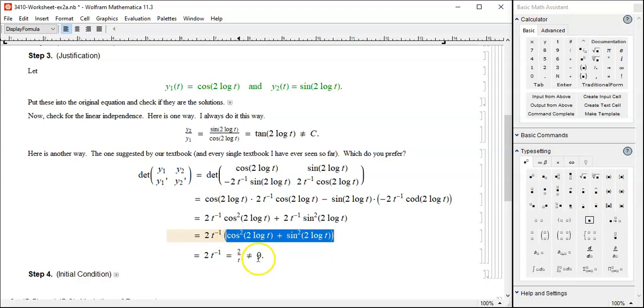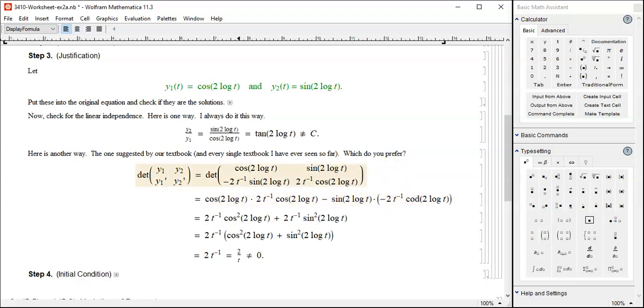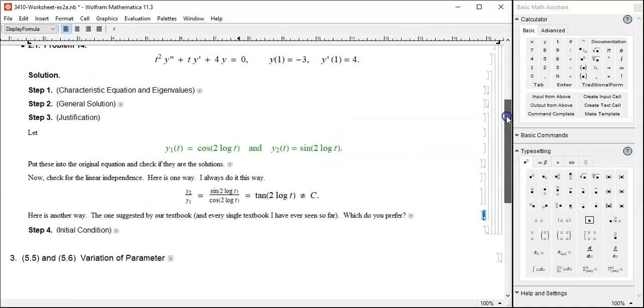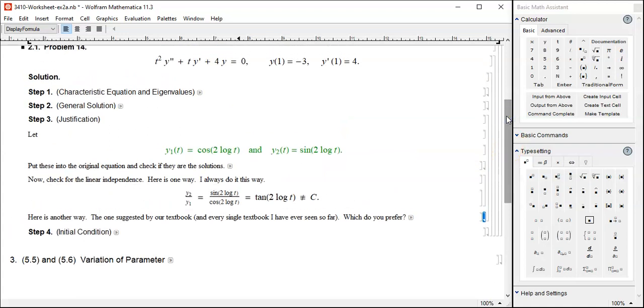So what do you get? The total is 2 times t to the negative first power, or 2 over t, and that never hits 0. So this determinant, or Wronskian determinant, never hits 0. Consequently, this y1 and y2 are linearly independent. This is the preferred method by the textbook author. Okay, now we found y1 and y2, cosine of 2 log of t, sine of 2 log of t, and we proved those are solutions, and we proved those are linearly independent.